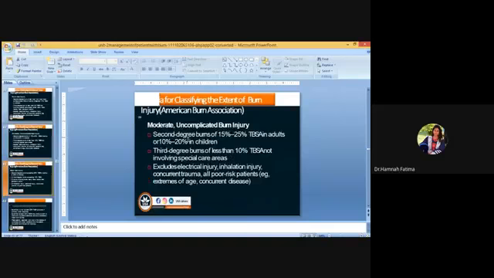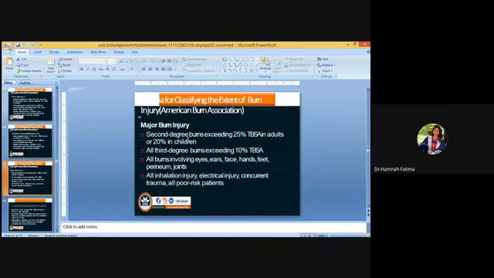Major burn क्या कहेंगे? Second degree burn exceeding 25% total body surface area in adults and 20% in children. All third degree burns exceeding 10%.